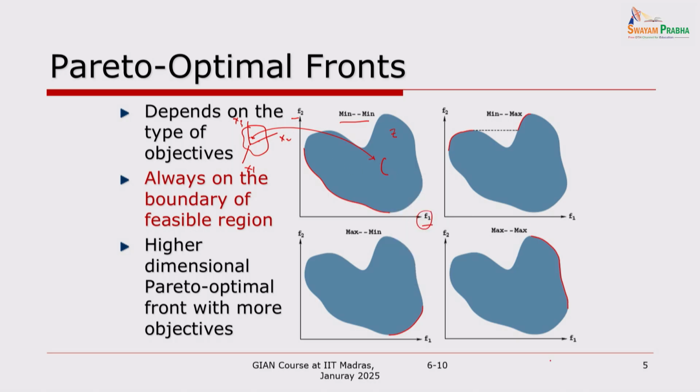Now when I am minimizing F1, F2, what did we discuss? Every point will be Pareto optimal if there is nothing in its third quadrant. So this red line will become the Pareto set.